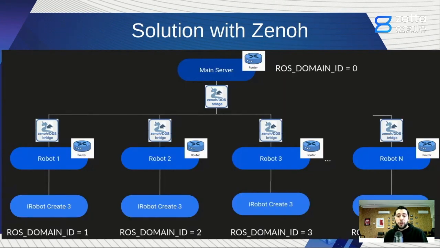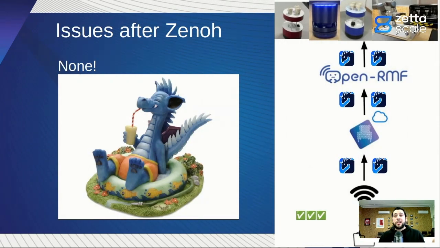This is a diagram of the solution we implemented with Zenoh. After this solution, we can take a look at our issues after Zenoh, which are none. The student at their laptop can connect to our platform and then connect to our real robots, all with the help of Zenoh, and there are no issues with communications, no drops of messages, nothing like that.